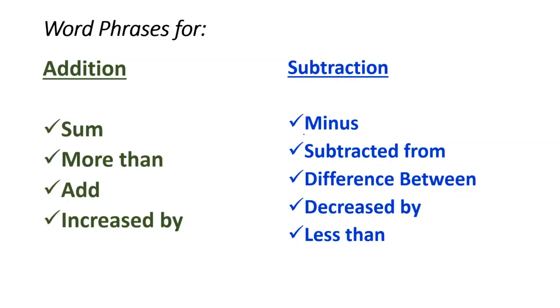I'm going to move on to the word phrases. I'm going to show you the phrases for adding, subtracting, multiplying, and dividing. For addition, we can use different phrases like sum, more than, add, increased by. For subtraction, I can use minus, subtracted from, difference between, decreased by, less than. Now, when you write the phrases for subtraction, you have to be very careful, because in which order you write will make a huge difference.